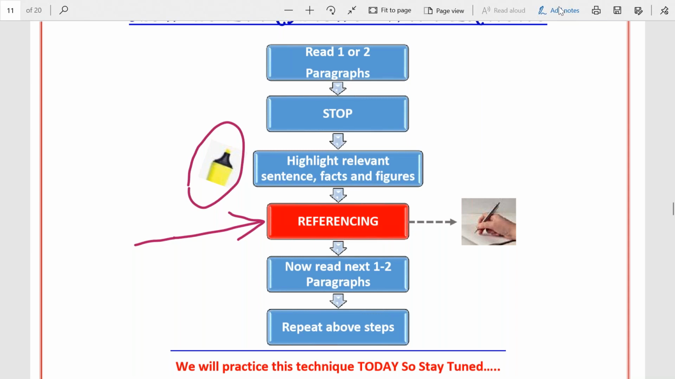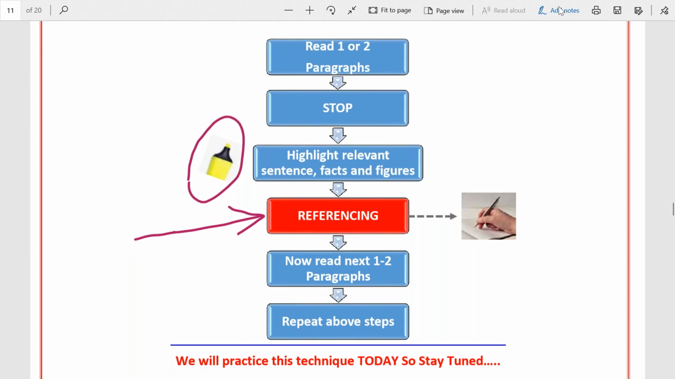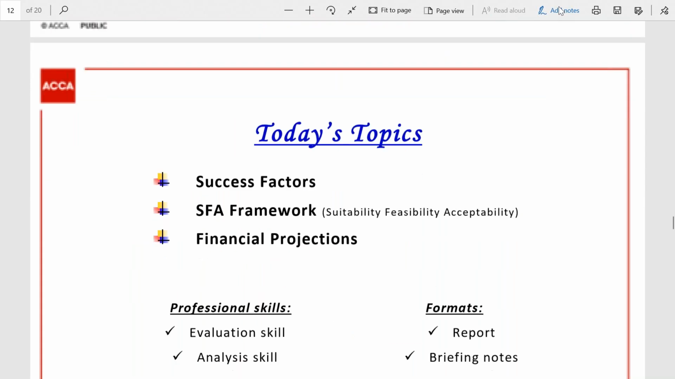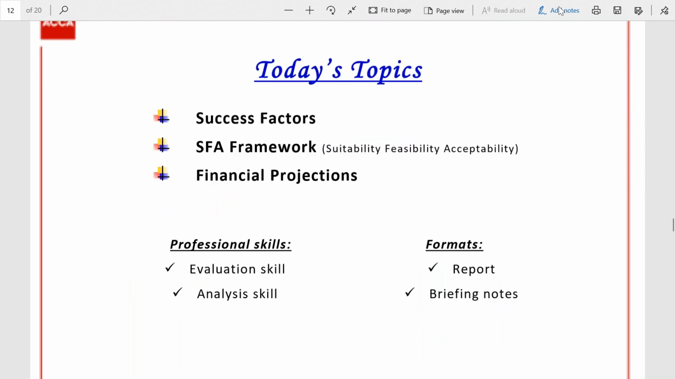Internet speed is okay. Right, so today's big exam tip was how to link your answers with the case, and the main secret key is referencing, and we will just do that. So let's start with a quick revision of today's topic.